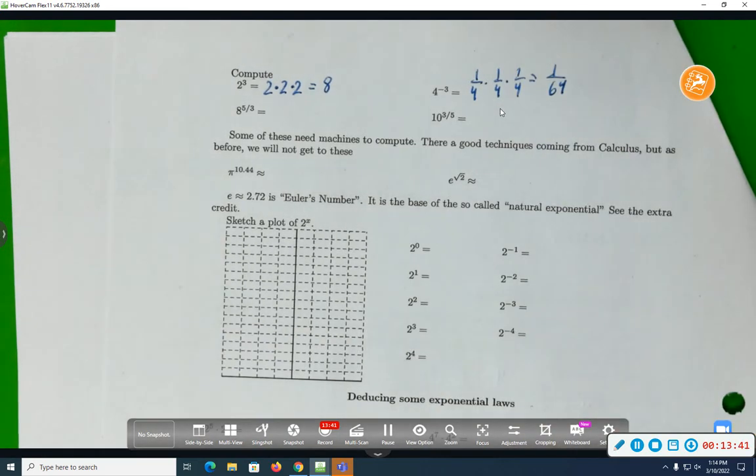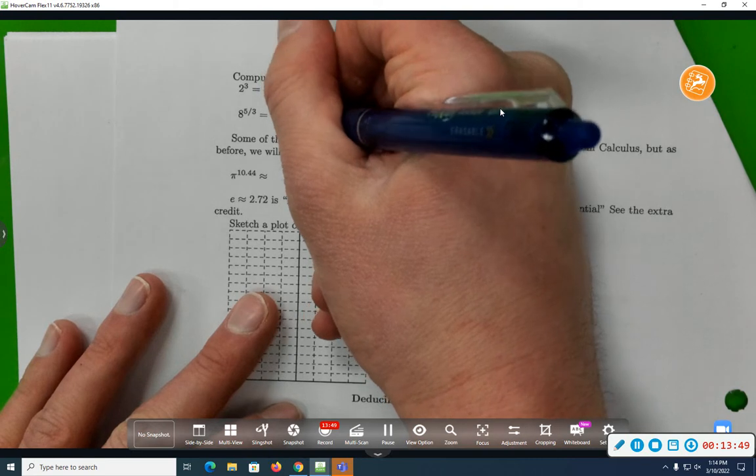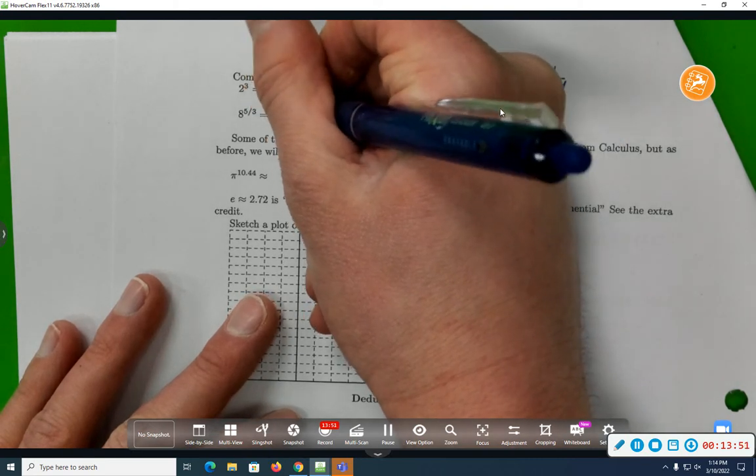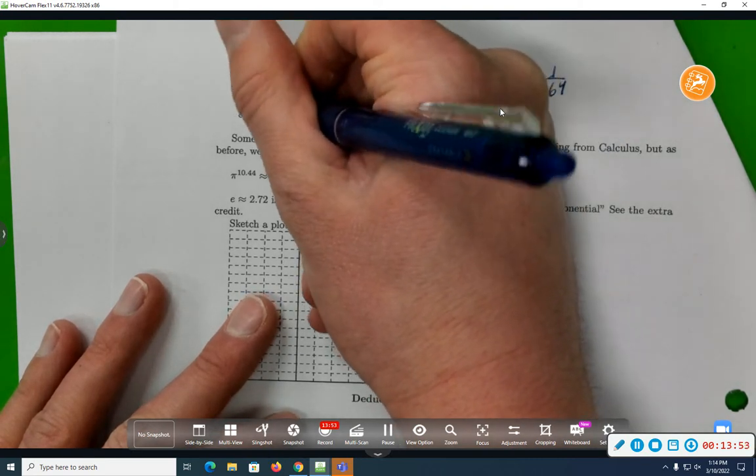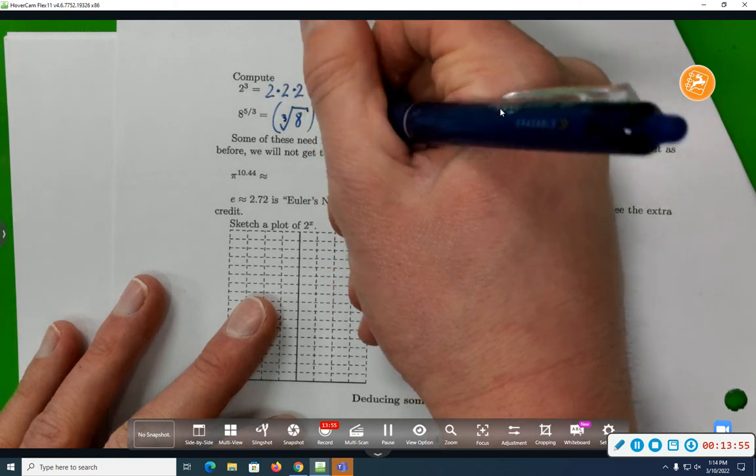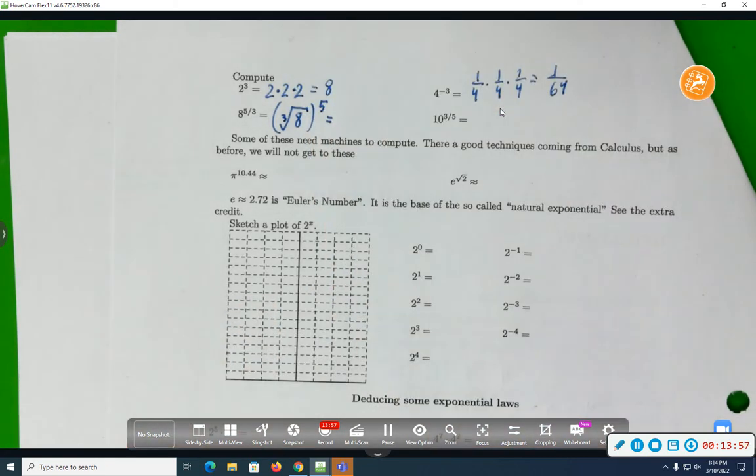Nice. 8 to the power of 5 divided by 3. So let's do it this way. Let's see. That means I need to take 8, take its cube root, and then raise that to the power of 5. And maybe we can evaluate that without a machine. Maybe not. I guess it depends on whether or not that's a cube root, you know.